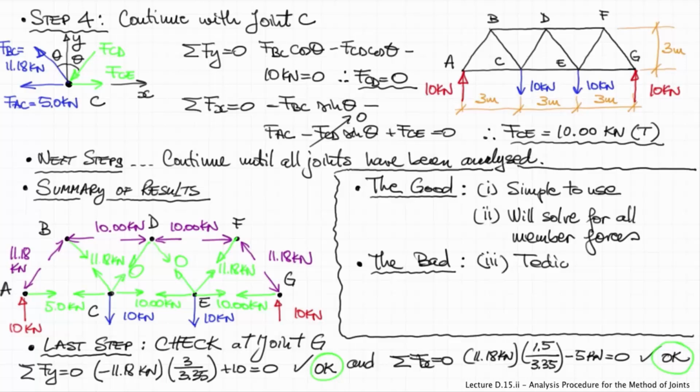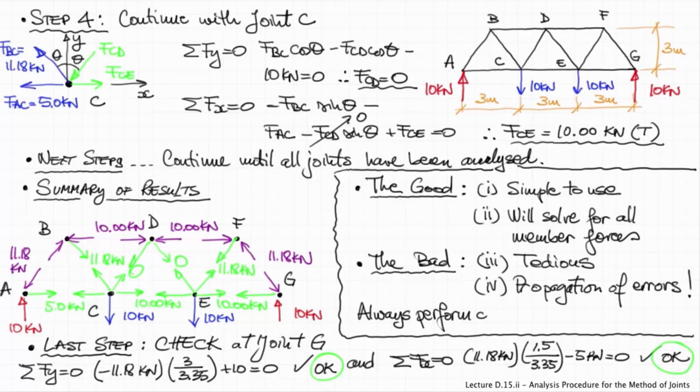The bad, it's tedious because you have to do the analysis of many joints, step by step, same type of operations, kind of boring, but in the end you solve for everything. And the second more dangerous thing that I mentioned is the propagation of errors, which is dangerous. You have to be cautious, and you should always, as I mentioned, perform the check at the end by ensuring that the last joint is in equilibrium. And that is a confirmation that your calculations have been correct.